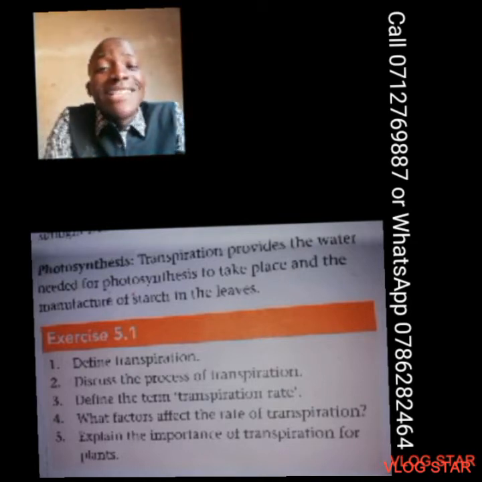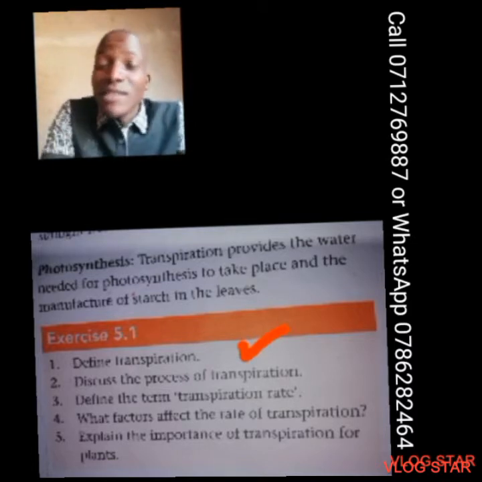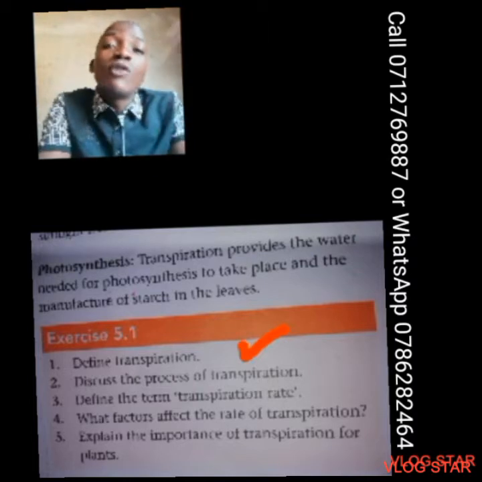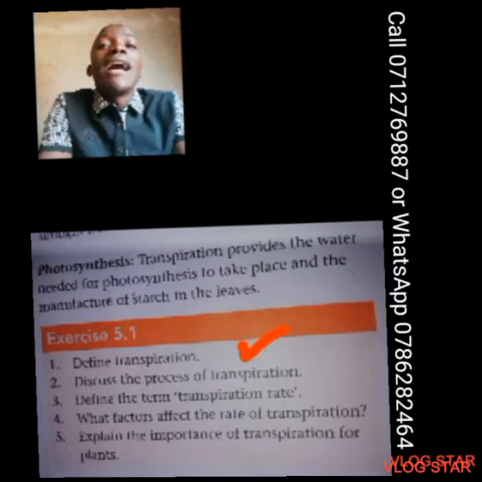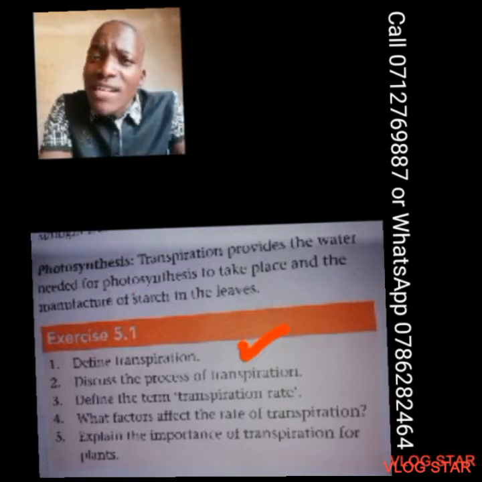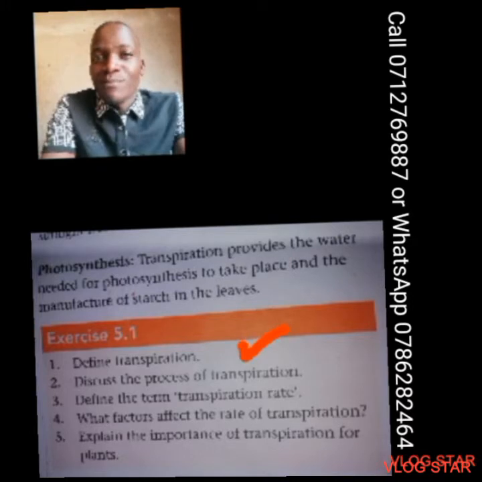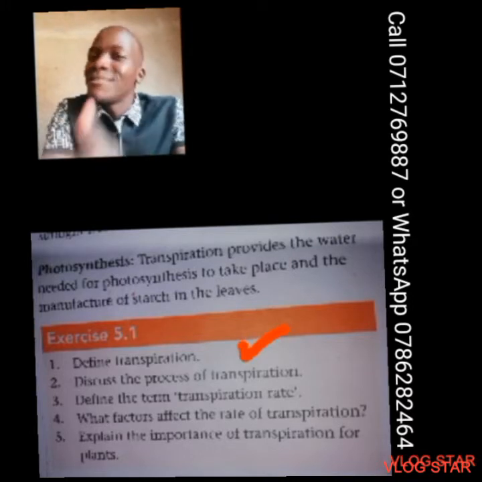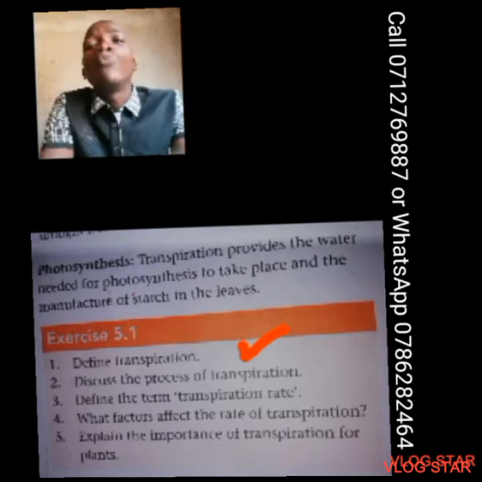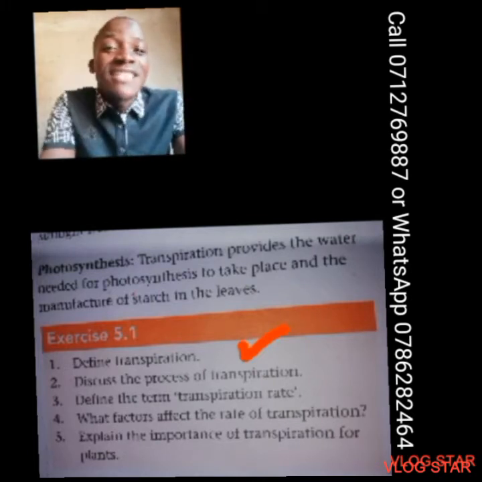The first question says, define transpiration. It means what is transpiration. So transpiration, we will define. Transpiration can be defined as the loss of water vapor by plants through leaves into the environment. That is what you call transpiration. What is the result of transpiration taking place? The result is very simple. The plant can start to wilt. That is the evidence that transpiration is taking place.